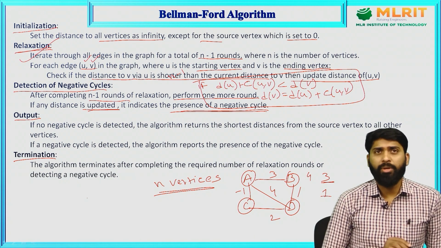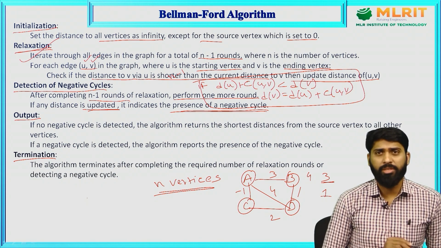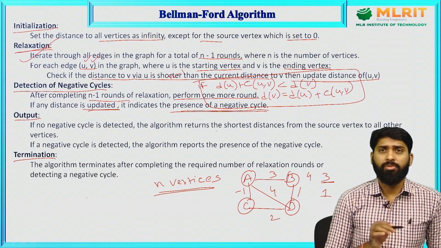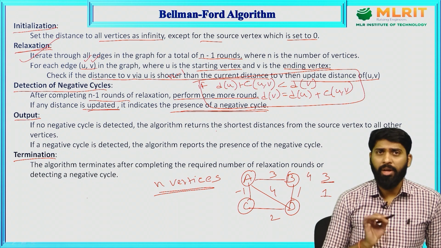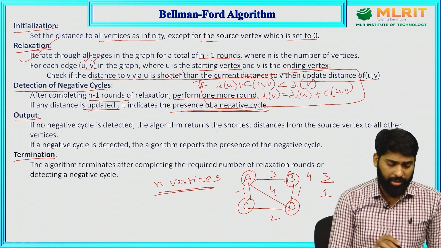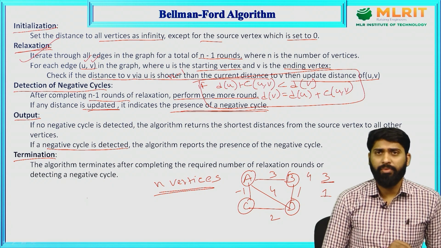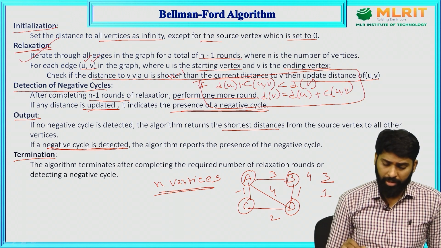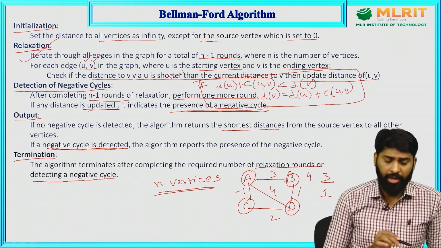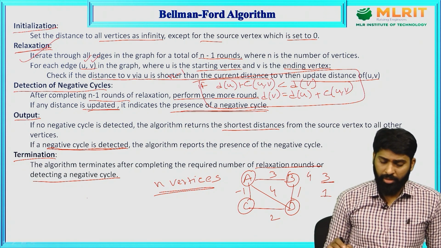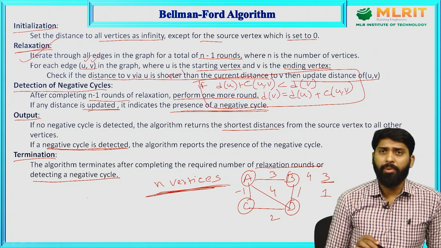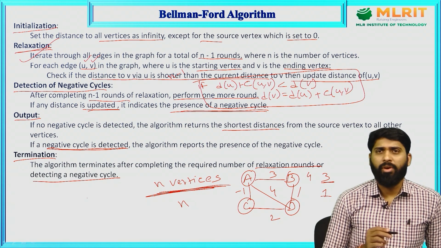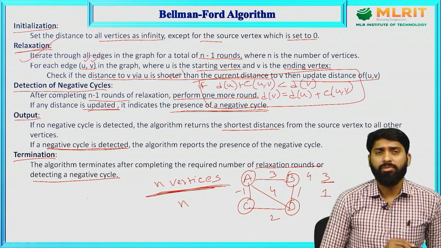The output of this Bellman-Ford algorithm has two cases. One is that you find the shortest distances from the source to all vertices in the graph. Otherwise, you detect a negative cycle in the graph. Coming to termination, the algorithm terminates after completing the required number of relaxation rounds or detecting a negative cycle. That means if there are n vertices, you iterate n times: n minus 1 for relaxation, and one more iteration to detect the negative cycle in the graph.